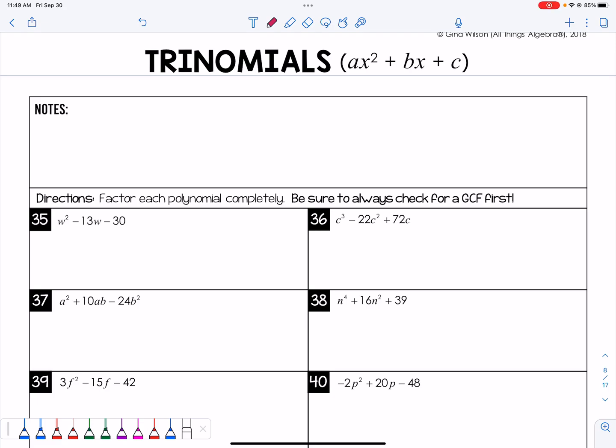Let's review factoring trinomials. So if a equals 1, you want to find factors that will multiply to give you c and add up to give you b.